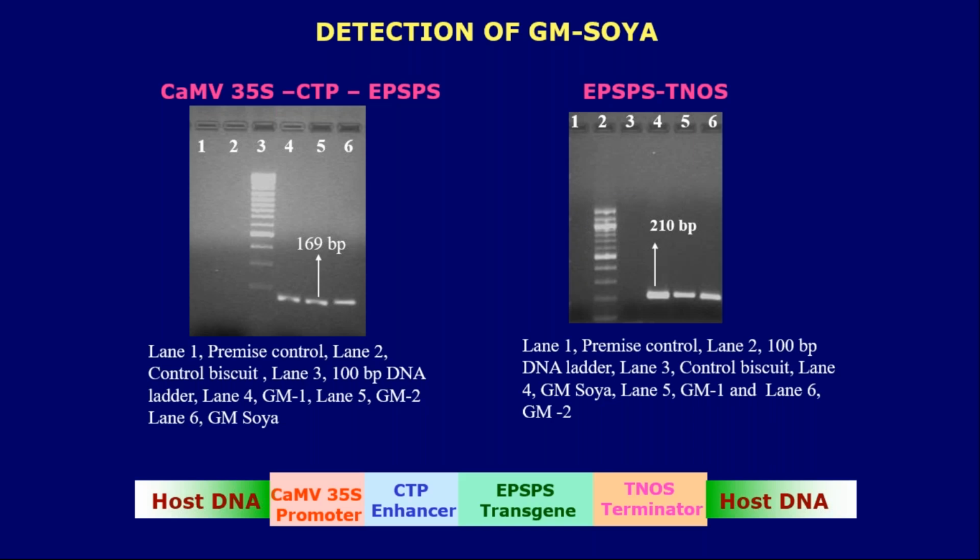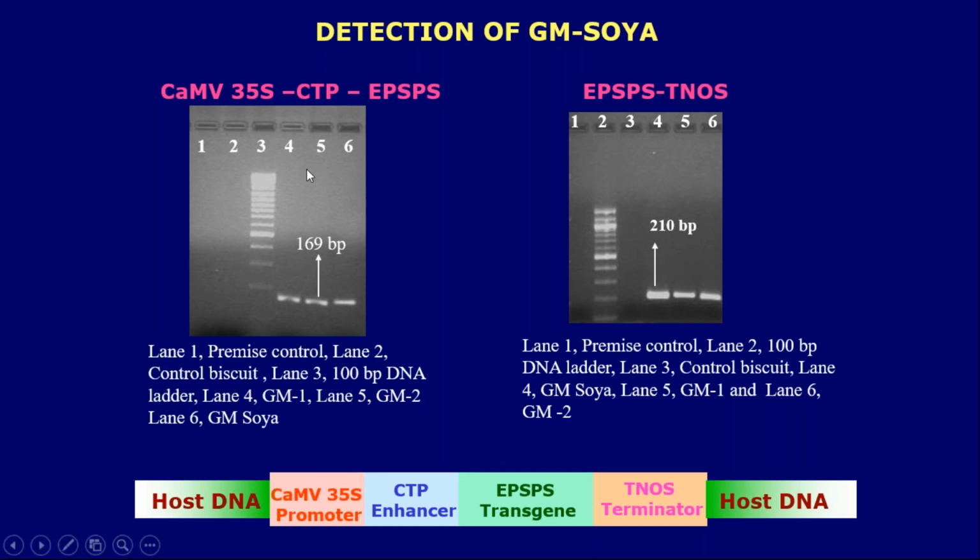So here in a GMO, the difference between a non-GMO and a GMO is only this new DNA sequence which has been inserted into the GMO. So you can target any one of these regions from the promoter region to the TNOS terminator region and try and amplify this. So what you will see is you will get amplification only in the GM plant or the GM food, and you will not get amplification in the non-GM food.